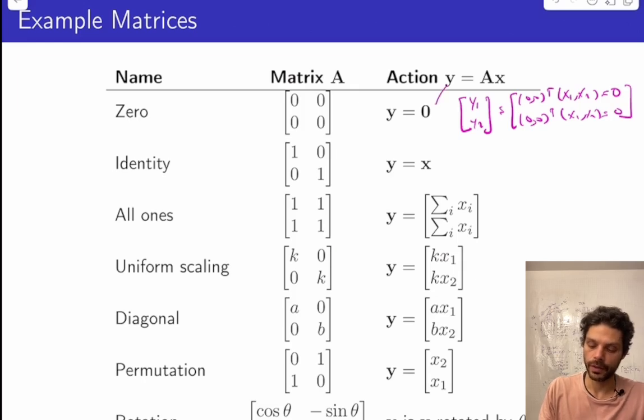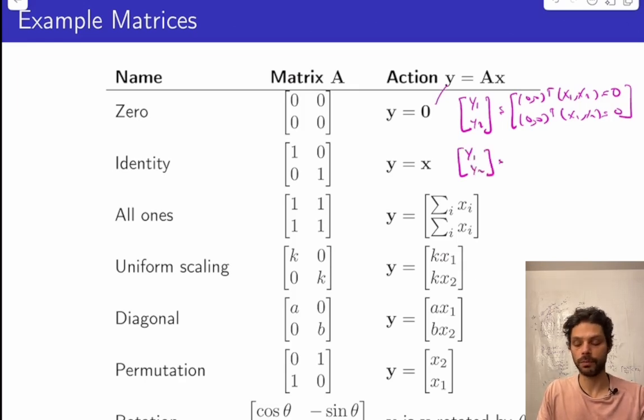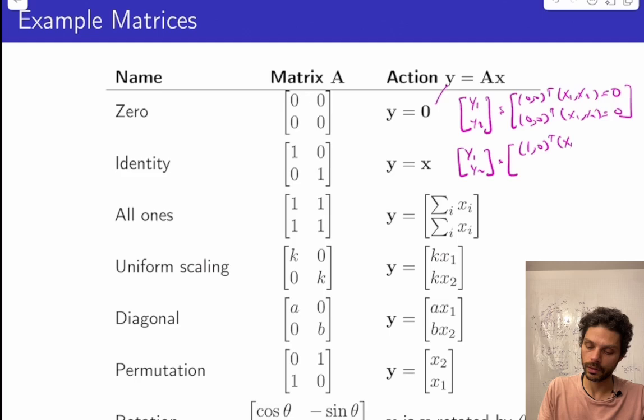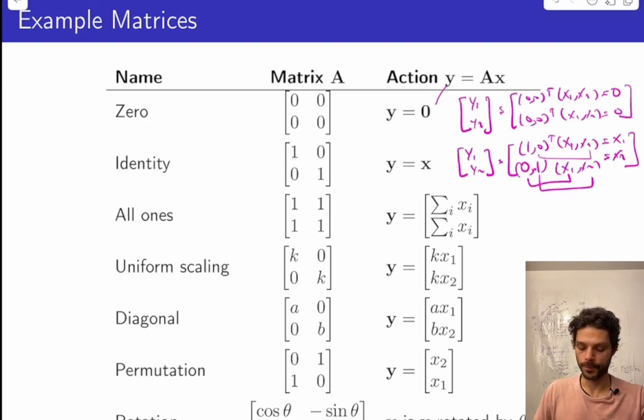So now the identity is kind of like the opposite, maybe that's not the right word, but what it does is it just reproduces the input. So let's try that out. The first row is 1, 0. Well, this is just going to produce x1. The 0 is going to hit x2 and get squashed, so all that's left is x1. 0, 1, on the other hand, the first element is going to get squashed, but the second element will remain. That will stay.